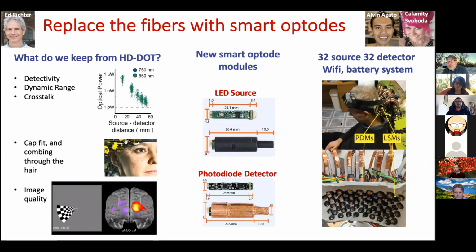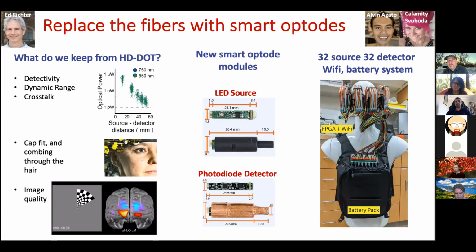So we put together a system that has 32 sources and 32 detectors. You can see the array down here at the bottom, and then this is the array on Ed's head. Ed is kind of the person who led the electronics development. And this is the system from kind of all of the systems. So there's a battery pack. The data gets streamed via FPGA and a Wi-Fi module to a laptop, so it's untethered.